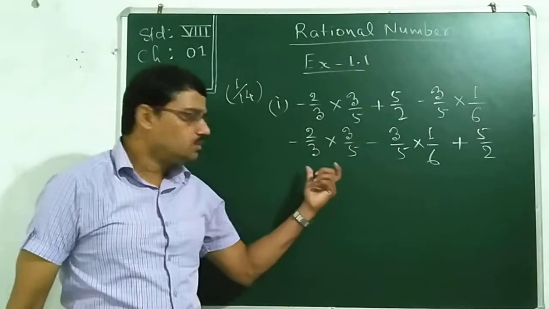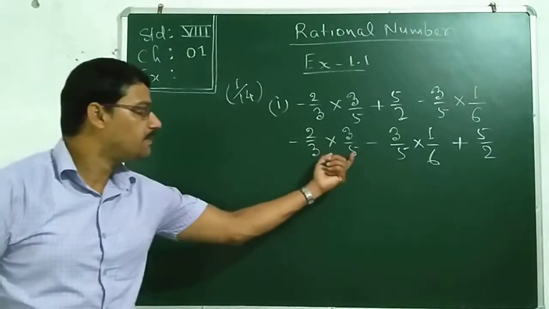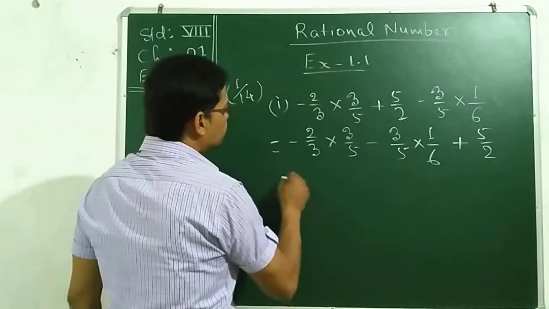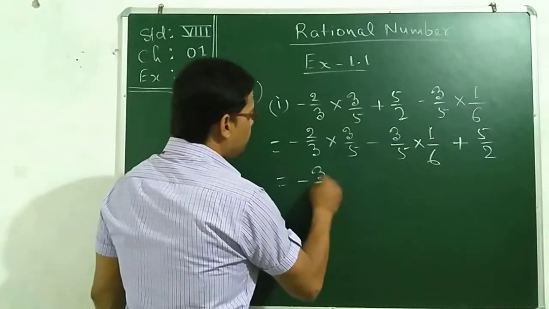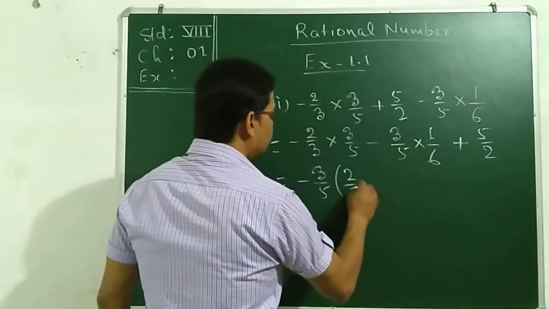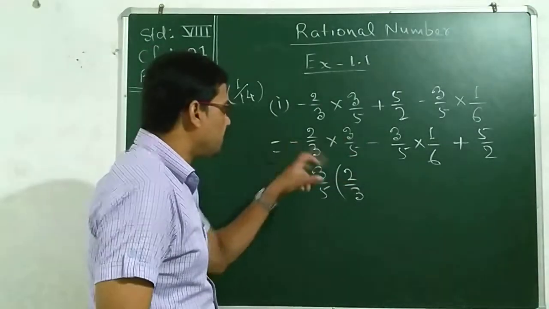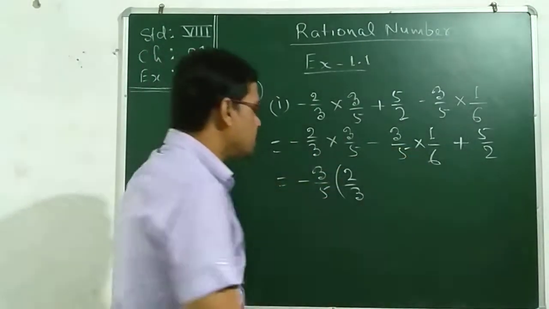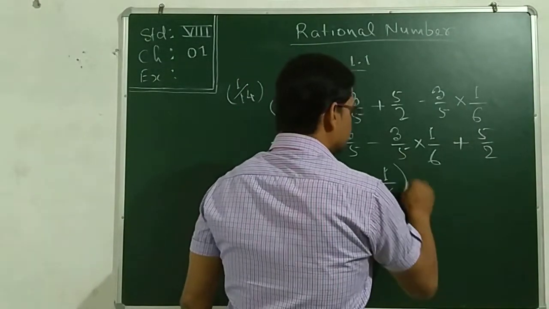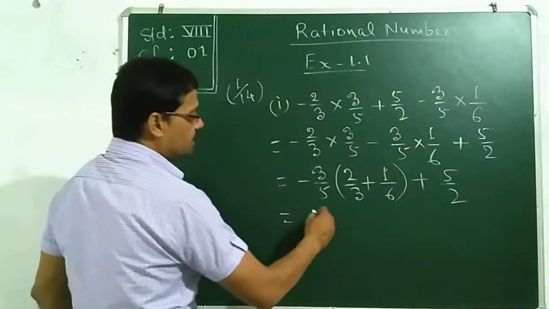Now according to the distributive property, you will get minus 3 by 5 could be taken as common here. So take minus 3 by 5 as common. Now within the bracket it will be 2 by 3, and as we have taken minus 3 by 5 as common, this will be plus 1 by 6. Now plus 5 by 2. See what happens in the next step.